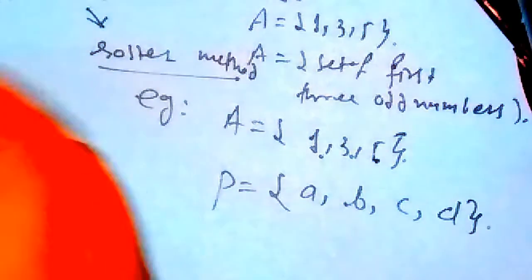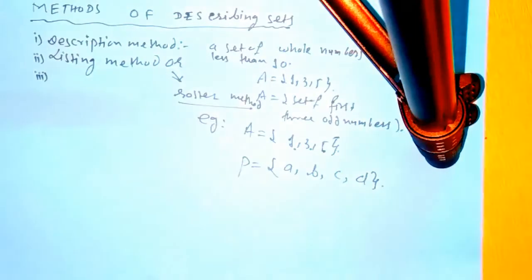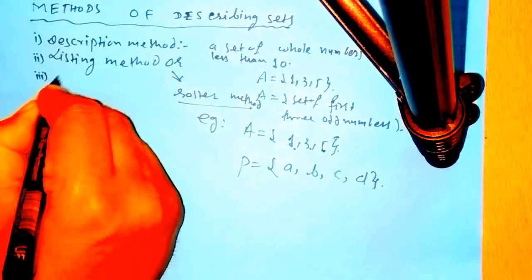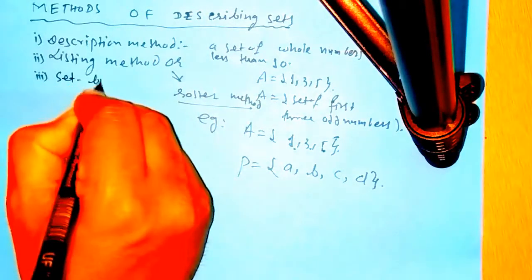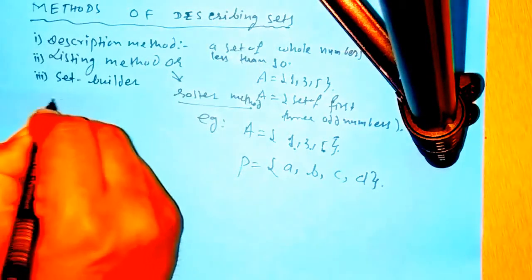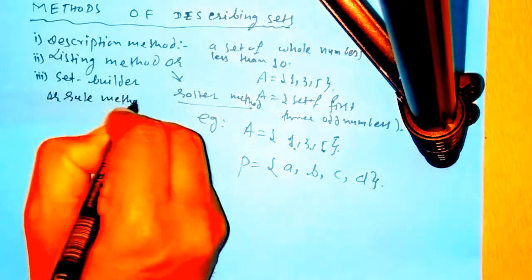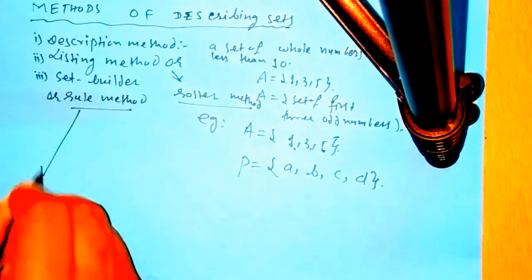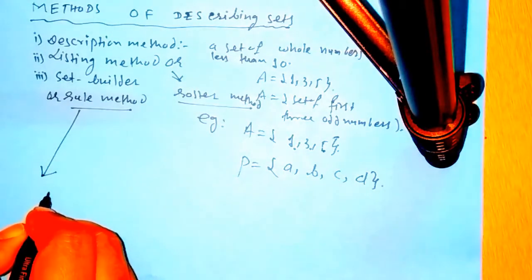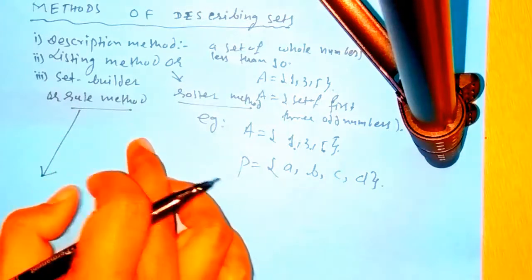And last is the set builder or rule method. In set builder or rule method we make a rule.